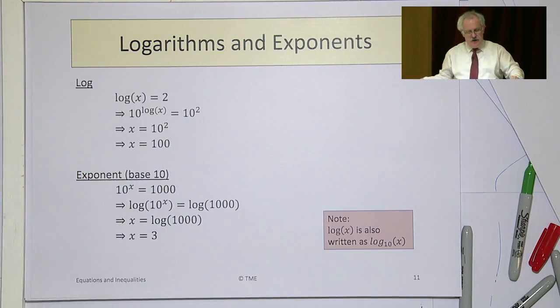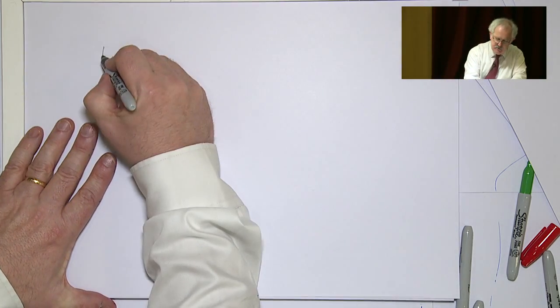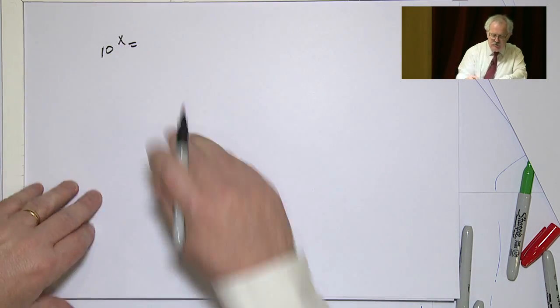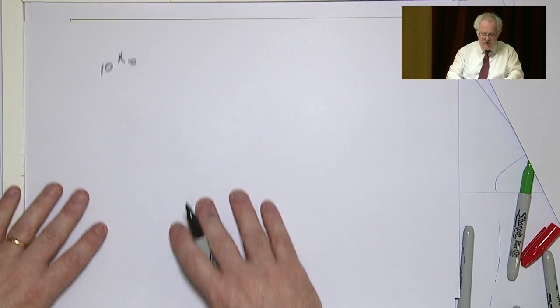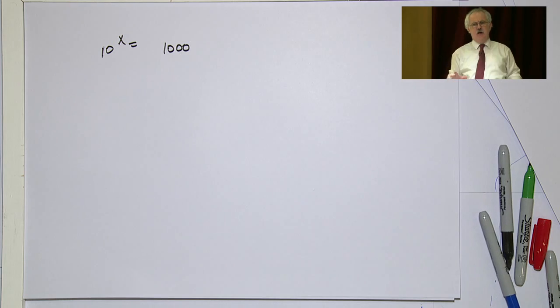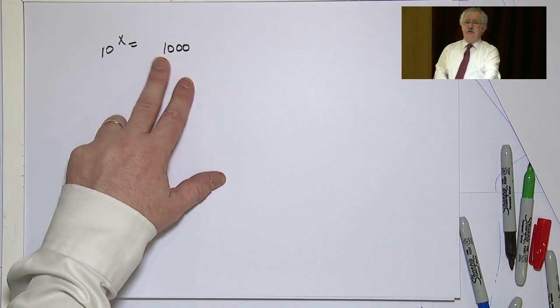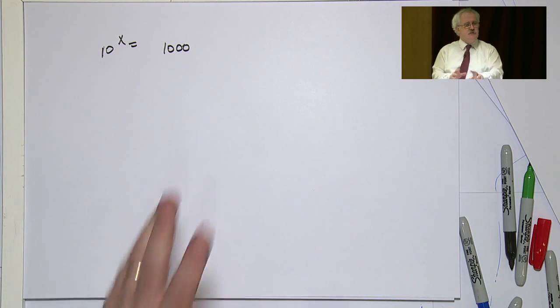And the last one in the logs is 10 to the power of x is equal to 1,000. And they give you these questions a lot. They give you a number, and you can't always spot it. You could spot that that's probably 10 cubed. But sometimes you don't spot it.